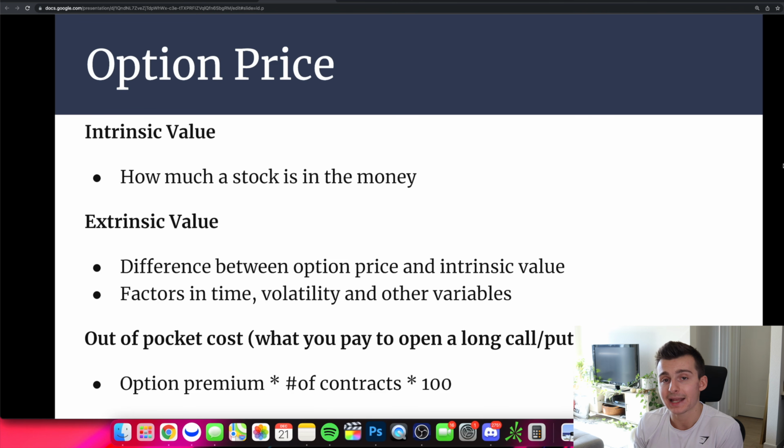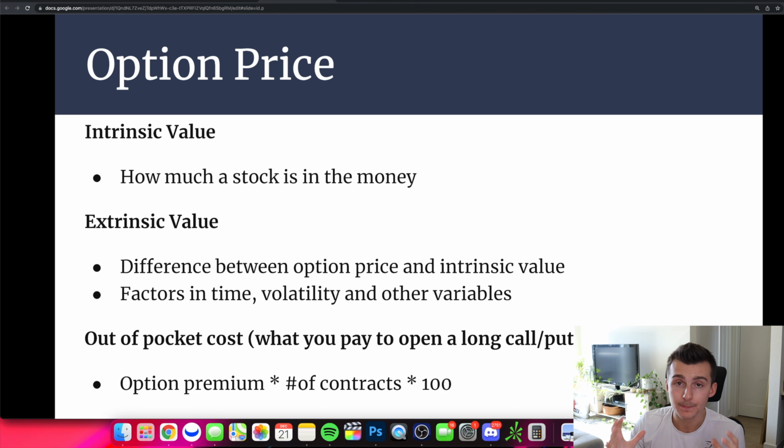So you may have an out-of-the-money contract. They're generally cheaper, but other factors like how volatile the stock is and how much time until the expiration date of that option are going to factor into how much you're going to have to pay to buy that contract that may currently be out of the money.